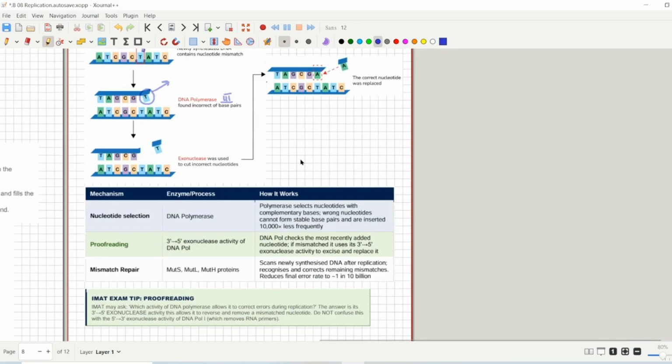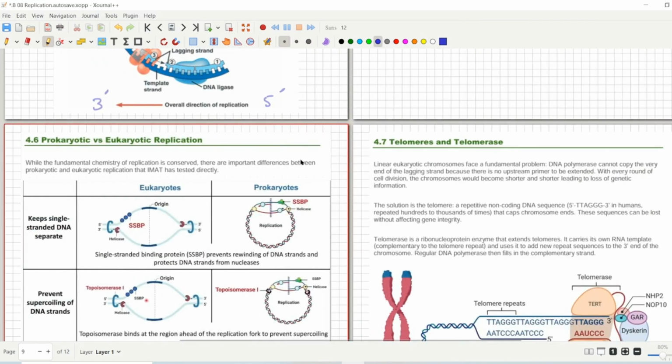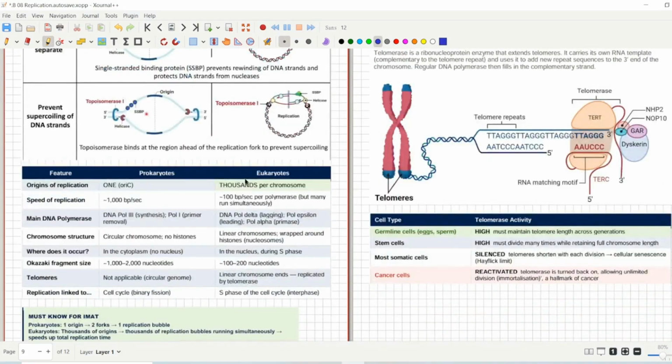You can take a look at it, take a screenshot, and then we will move to our next topic, that is the difference between prokaryote and eukaryote replication. So the differences are in front of you.